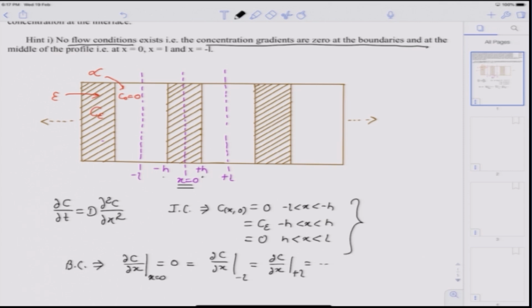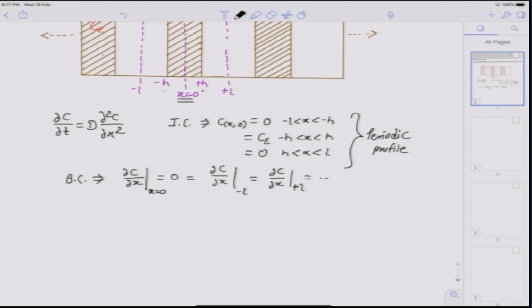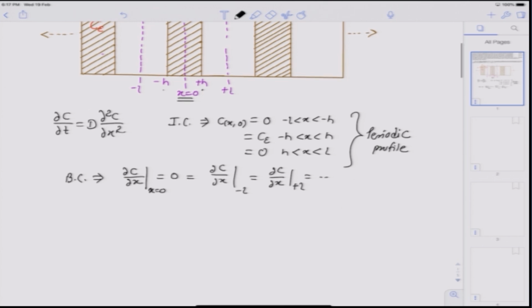And this is a periodic boundary condition. So, we have a periodic profile here. We need to solve this equation. For periodic boundary condition, we can use separation of variables. So, let us assume that C of x and t can be expressed as a product of a function of x and a function of t. Capital X is a function only of small x, that is the distance coordinate, and capital T is a function only of small t, that is time.